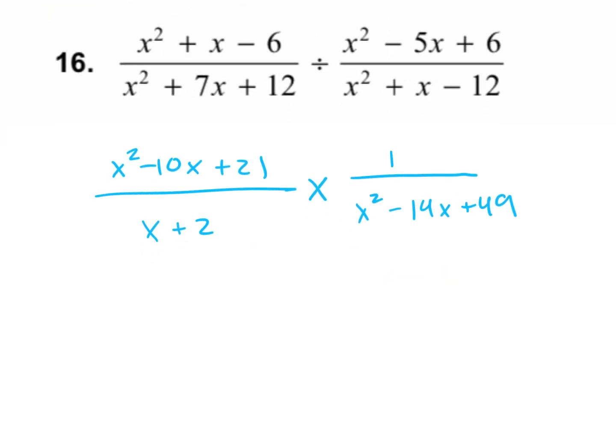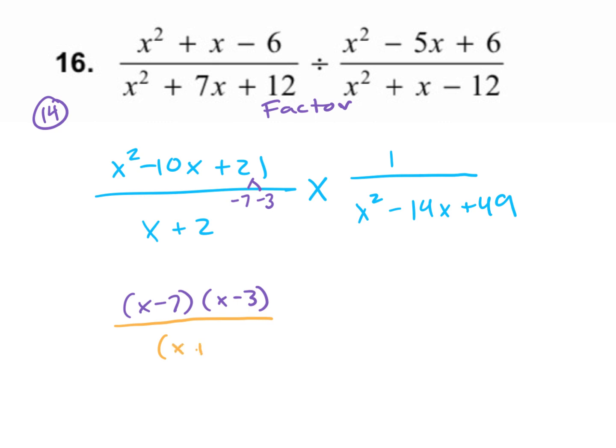Now we can factor. So what are two factors of 21 that add to negative 10? Negative 7 and negative 3. Perfect. So x minus 7 and x minus 3. The bottom's already factored for us. We just have x plus 2. Times on the top we have 1 here. And then let's factor the bottom. What are two factors of 49 that add to negative 14? Negative 7 and negative 7. So x minus 7 and x minus 7.